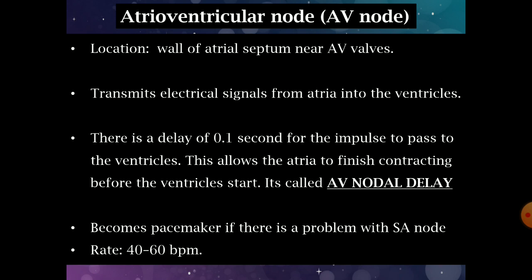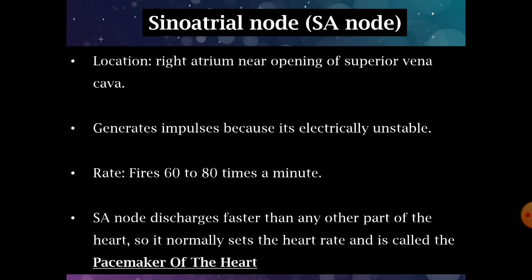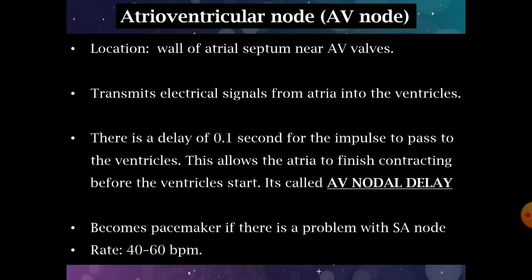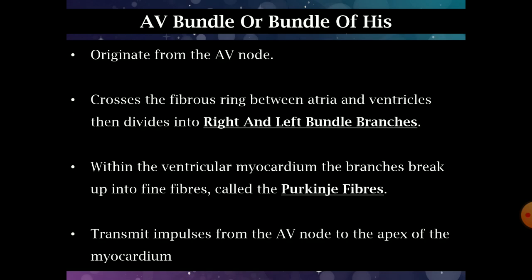The firing rate of the SA node is about 60 to 80 times a minute. It has the greatest and the fastest firing rate, and the AV node has a lesser firing rate of about 40 to 60 beats per minute. And the electrical impulses go from SA node to AV node, and then from AV node into the AV bundle or the bundle of His. Bundle of His, you have seen in the previous picture, where its location was.